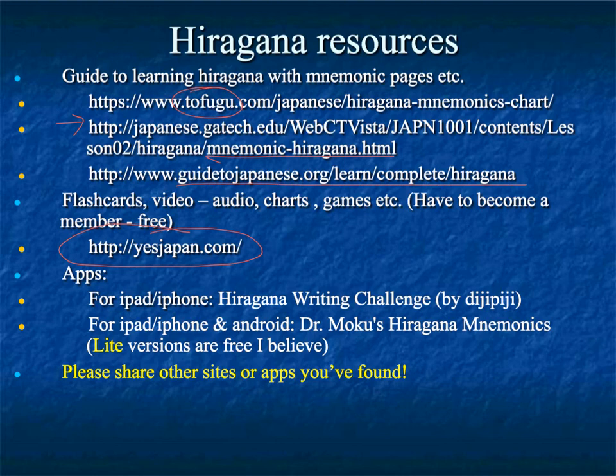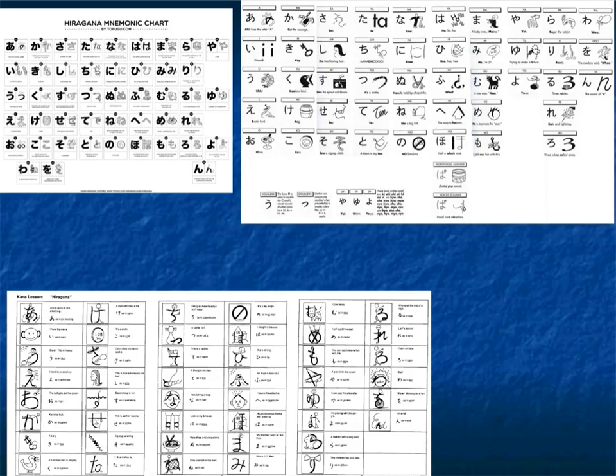Some of the apps that students have told me about for iPad or iPhone: you have Hiragana Writing Challenge by DGPG, and then for iPhone, iPad, and Android, you have Dr. Moko's Hiragana Mnemonics. I really like this one. The light versions, I believe, are free. Otherwise, for the full version, you have to pay for it. And if you find some sites that you think are really helpful, please let me know, and I'll forward those links to students in class.